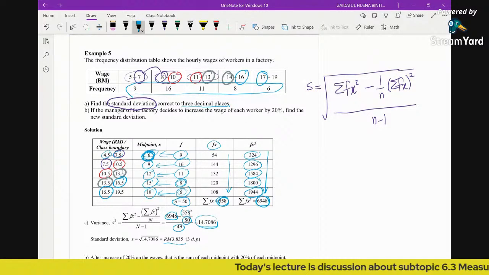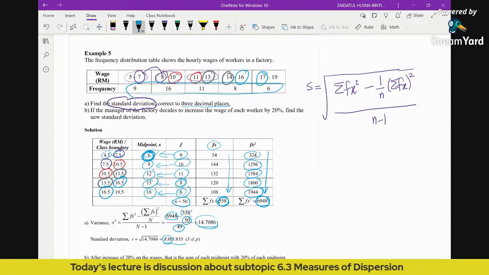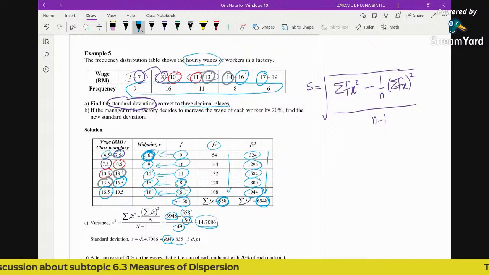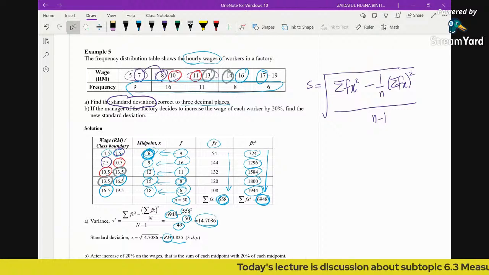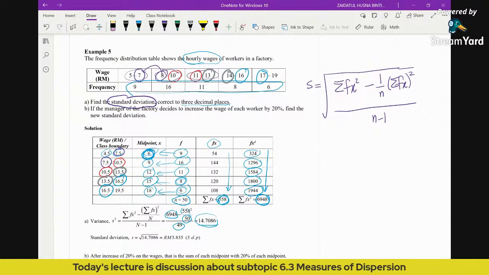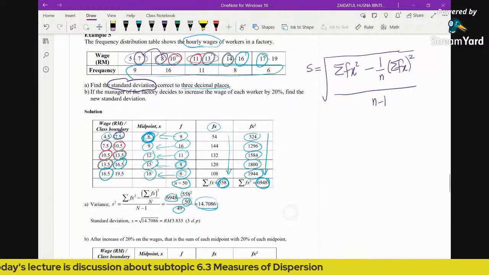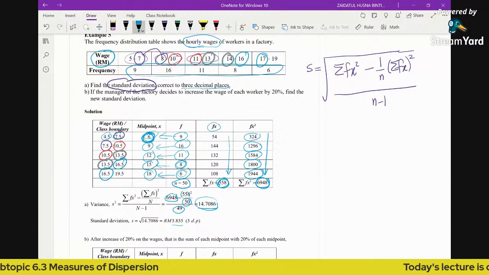Why do we put the unit RM? Because here we are talking about the hourly wages of workers in a factory. Hourly wages, we are talking about income, right? So income means, in Malaysia, the currency will be ringgit Malaysia. Because it's also declared here, so it's RM. But if you don't put the unit also, not a problem.